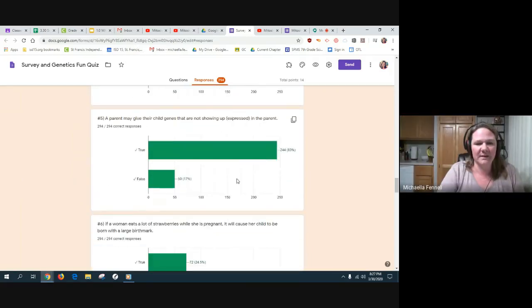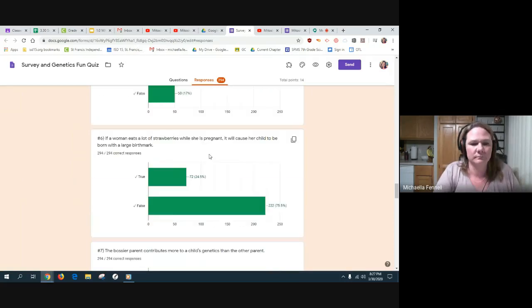So, all right. Number five, a parent may give their child genes that are not showing up or expressed in the parent. 244 of you said true. 50 of you said false. This one is true. This is the idea of recessive genes, which we're going to get into in this chapter.